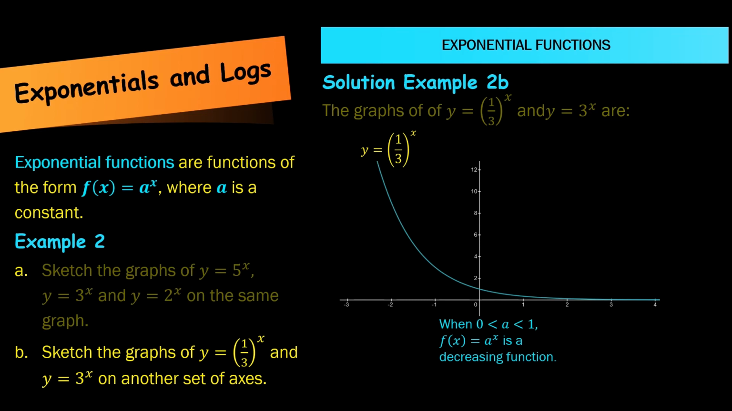Notice that when 0 is less than a is less than 1, f of x equals a to the power x is a decreasing function. And as x tends to infinity, a to the power x tends to 0. Also, as x tends to minus infinity, a to the power x tends to infinity.